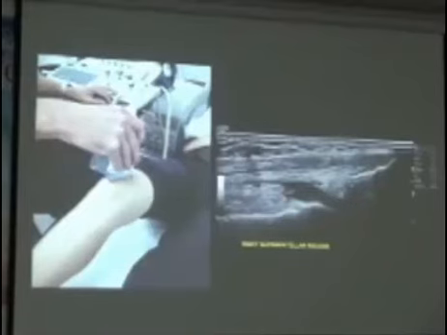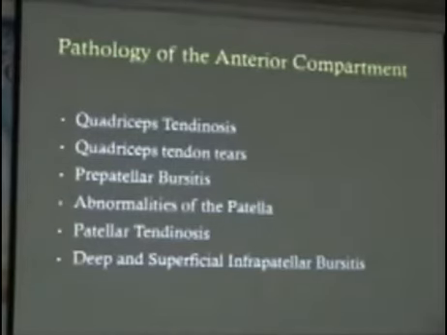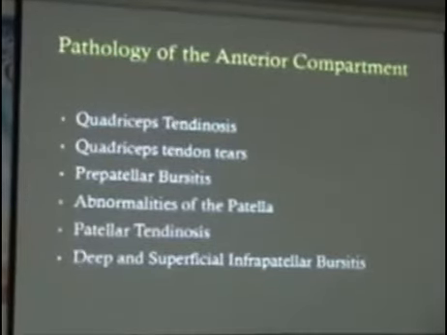So some common pathology that we see in the anterior compartment includes tendinosis, tears, bursitis, and we can also see some bony changes within the patella as well.